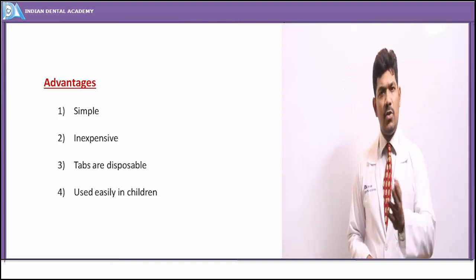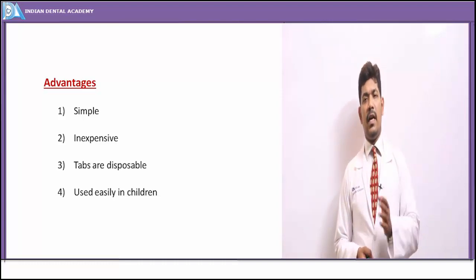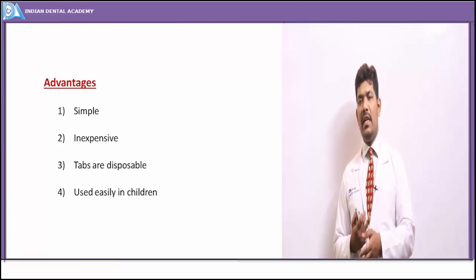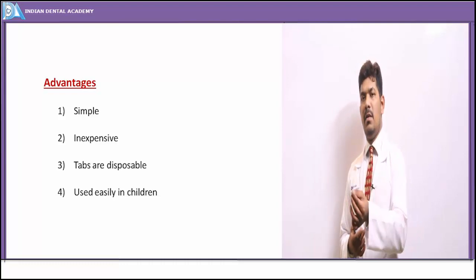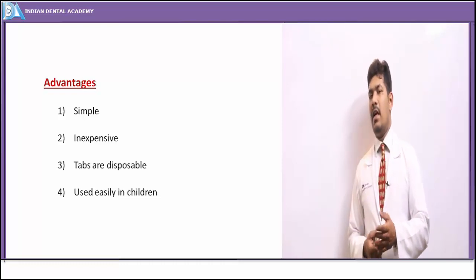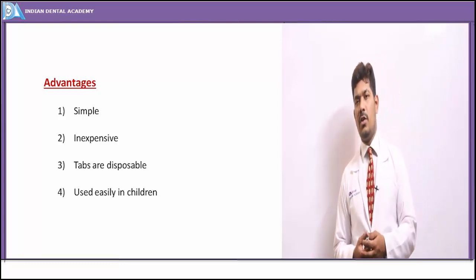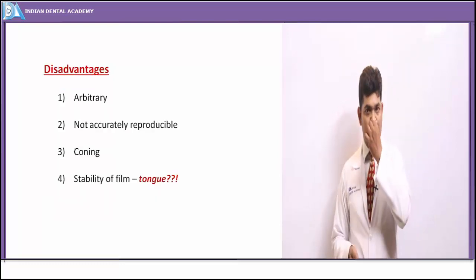It basically translates all the disadvantages of the bisecting angle technique into advantages. So it is simple, very inexpensive, with no usage of any extra holders. It is just a simple paper tab which is used, and because of its simplicity of usage, it can be easily used in children also.